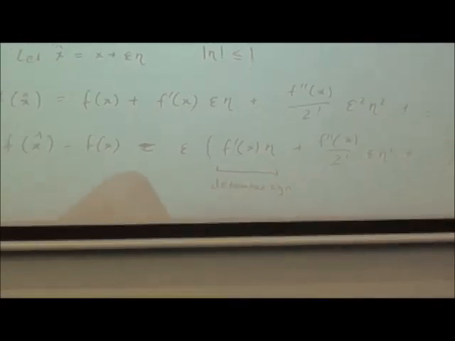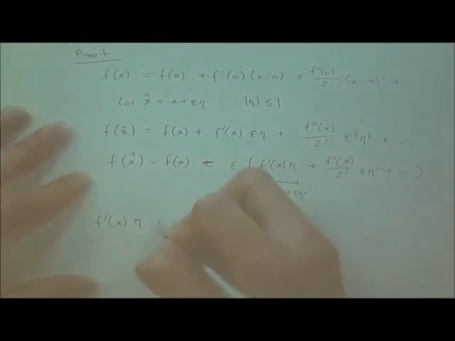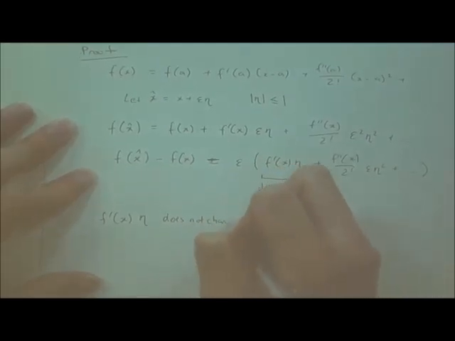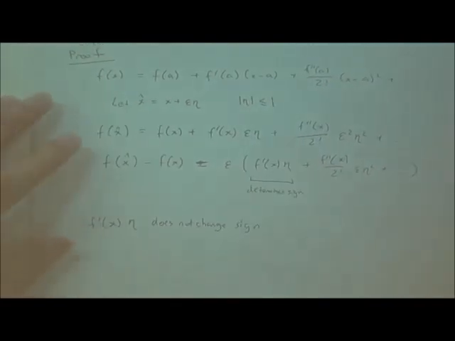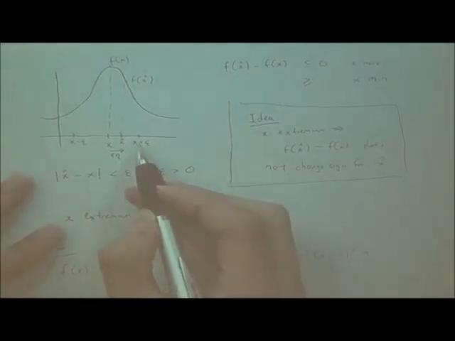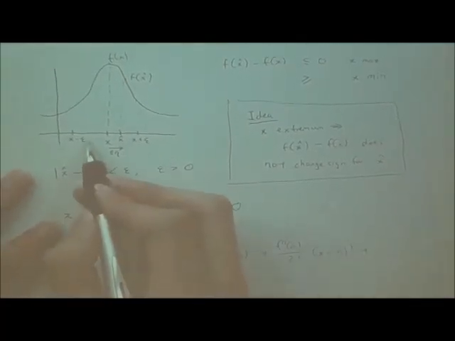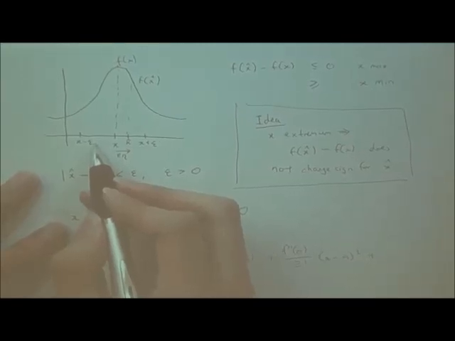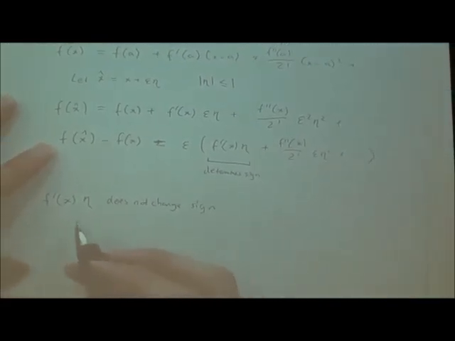So what this means is that f dash x eta does not change sign for any x hat on the interval. And what we can notice about eta is that if x hat is on the right hand side of x, then eta is going to be positive. On the other hand, if x hat is on the left hand side of x, then eta is going to be negative. But we want f dash x eta to not change sign for any x hat, and hence for any eta. So we must have that f dash x equals 0.